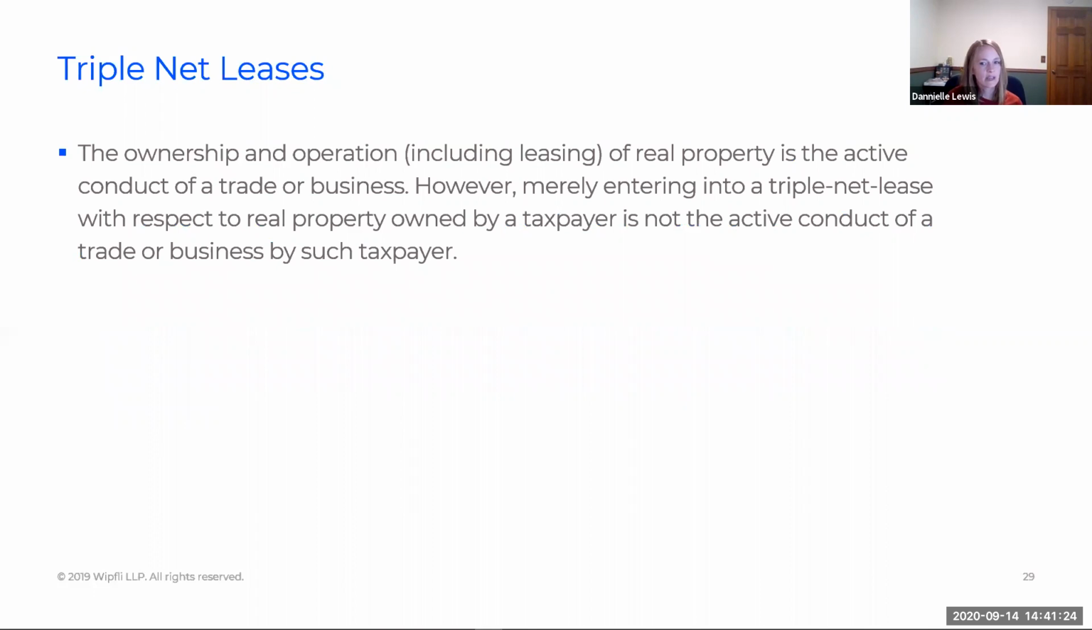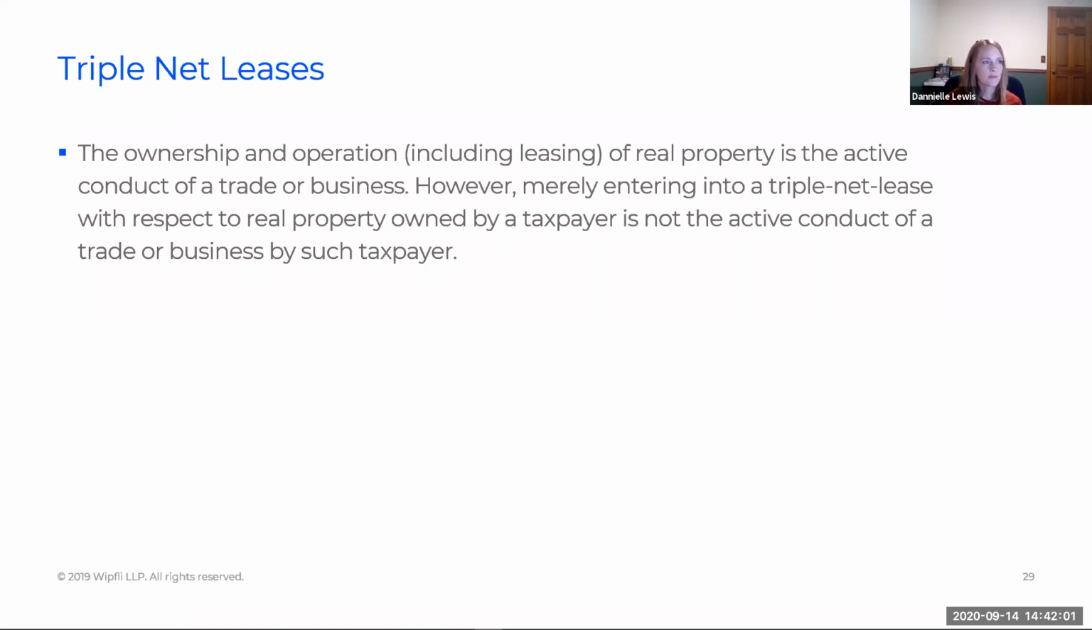Triple net leases. Triple net leases in the course of the IRS have always been a sticking point, and whether or not a true triple net lease is an active trade or business is generally the question. The final regulations stated that merely entering into a triple net lease is not promoting an active conduct in a trade or business. And they went through some examples, defined what a triple net lease would mean in these objectives. So they were certainly helpful in the information that they provided in the final regulations.